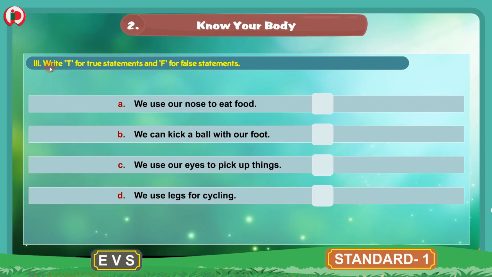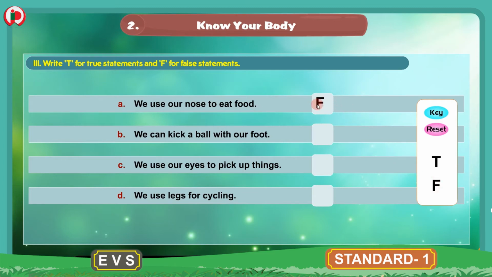Three. Write T for true statements and F for false statements. Here we are given 4 statements and we have to write T for true statements and F for false statements. A. We use our nose to eat food. No, this is a false statement. So we will put the letter F.